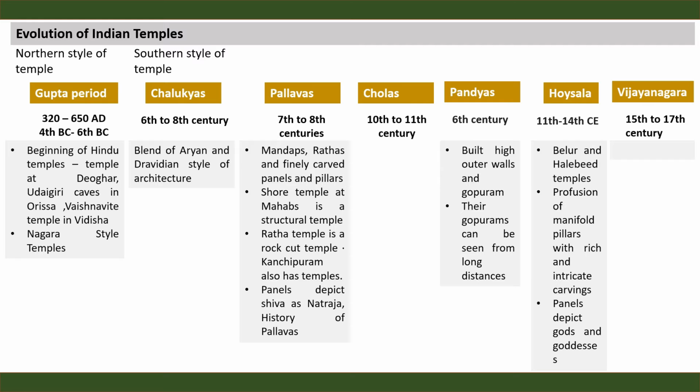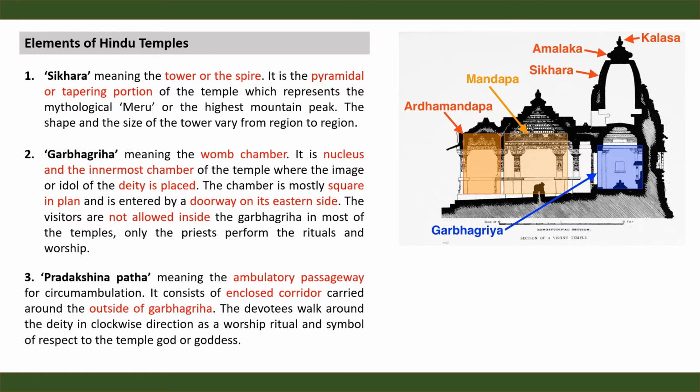So here, the evolution of the Indian temple, if we summarize it in a timeline, all started from the Gupta period in the north and then moved towards the south in Chalukya, Pallava, Chola, Pandya, Hoysala and Vijayanagara.